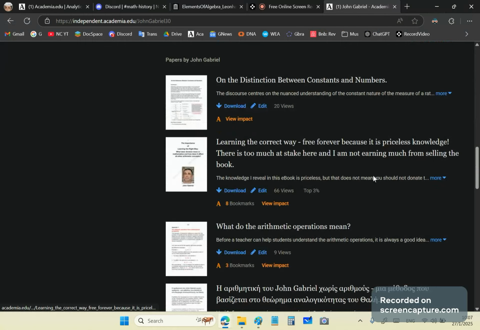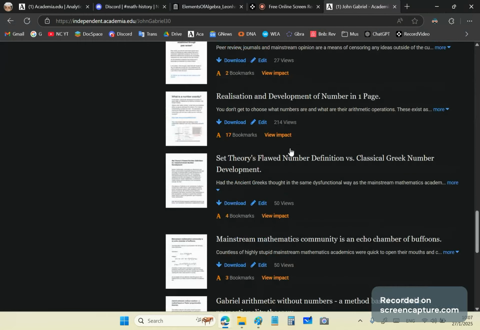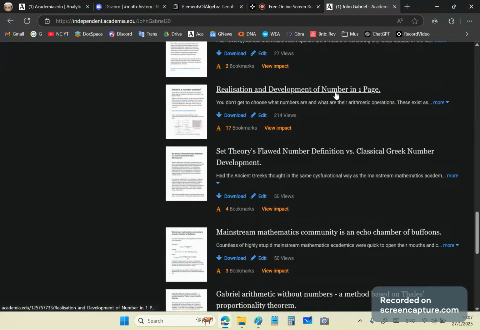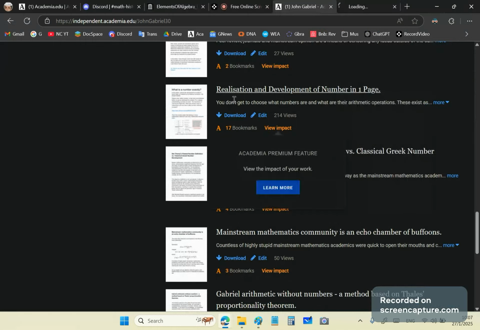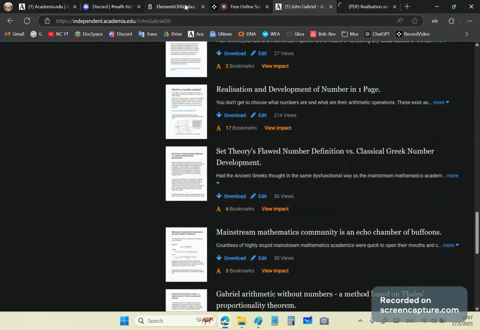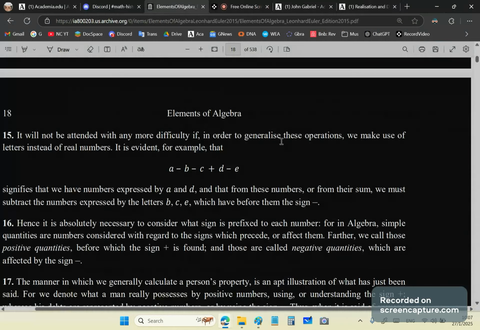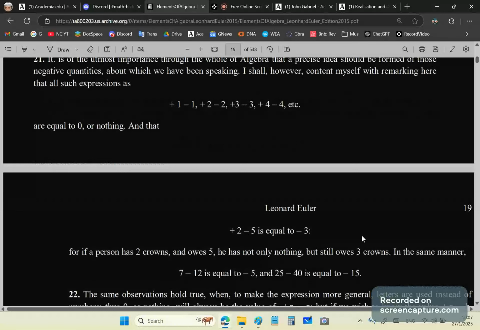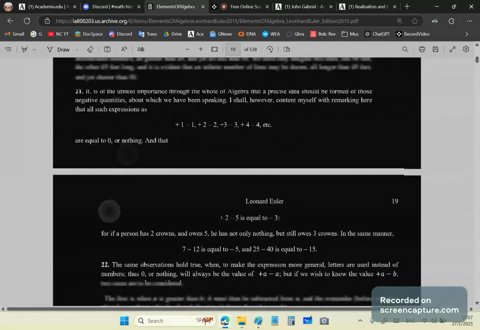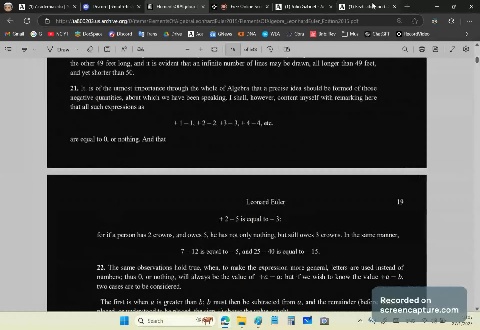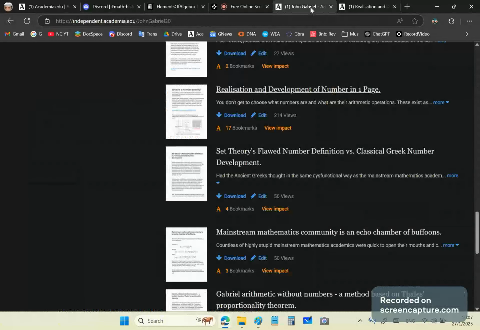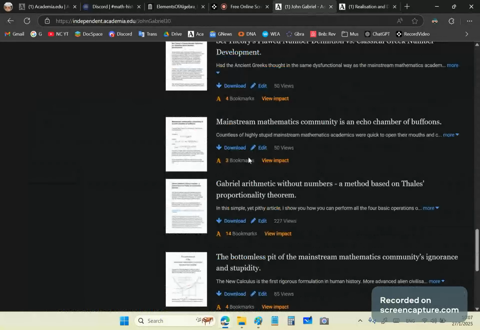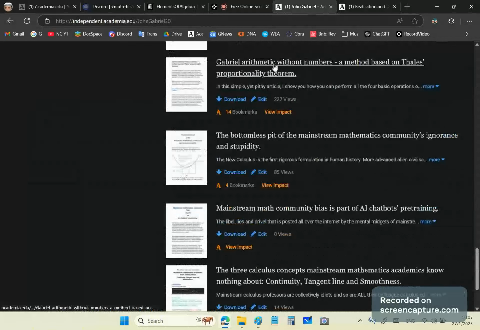Okay, so how do you realize number? Realization and development of number in one page. I shall place a link to this so that you know how to do this, because it's pretty important that you know how to use numbers. I mean, after all, numbers constitute algebraic measure, okay? And if you're wondering how the Greeks did it, well, they didn't use numbers, okay? They used ratios, as I explain in this brilliant, never before revealed article, Arithmetic without numbers.